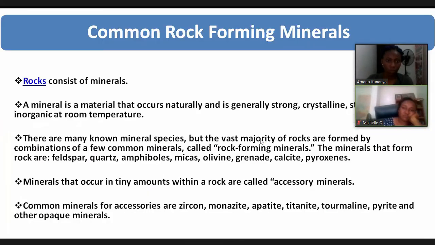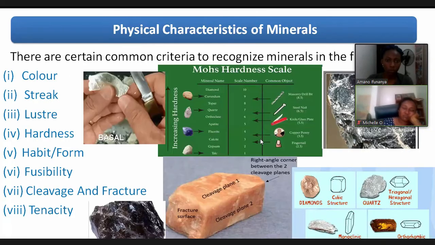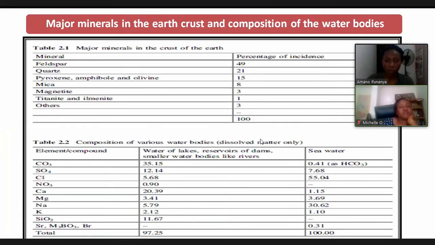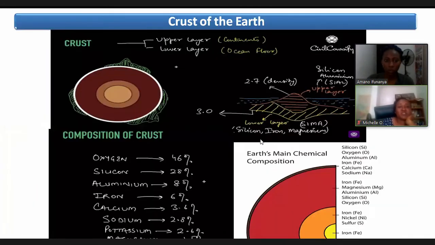Okay, let me go back to this composition of minerals in the earth crust. I think third slide or something. The third slide, third slide. Okay, now look at this. I want you to just pick one or two things here.